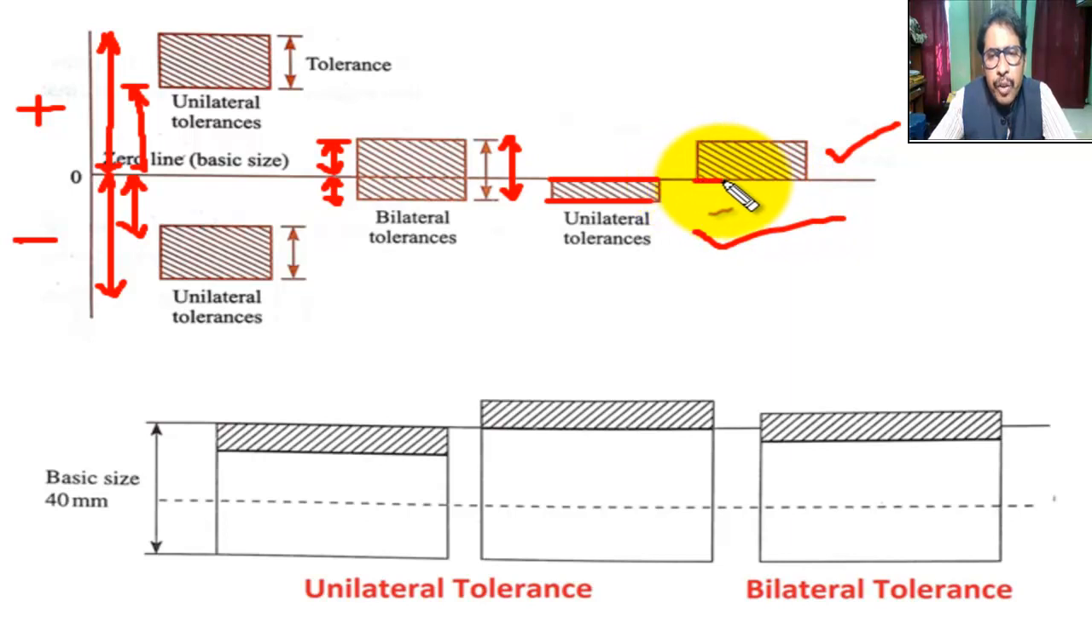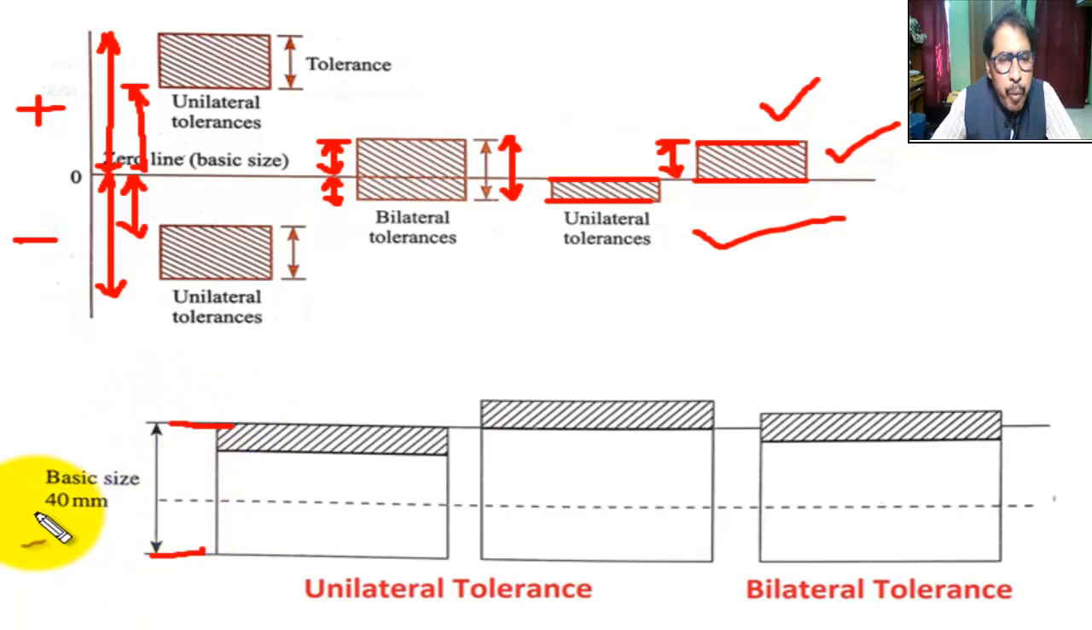Here the lower limit is 0, 0. The lower limit is the basic size. The upper limit is above the zero line or basic size. This is on one side of the basic size, so it is unilateral tolerance. This is a shaft. This is the basic size of the shaft, 40 millimeter. Here this is unilateral tolerance. This is the upper limit 0, 0. This is the basic size. This is the lower limit below the basic size. It is in one direction, so it is unilateral tolerance.